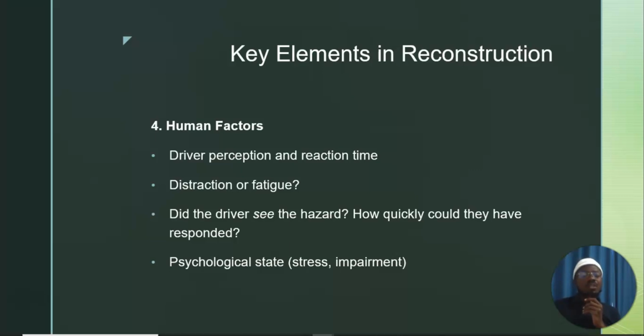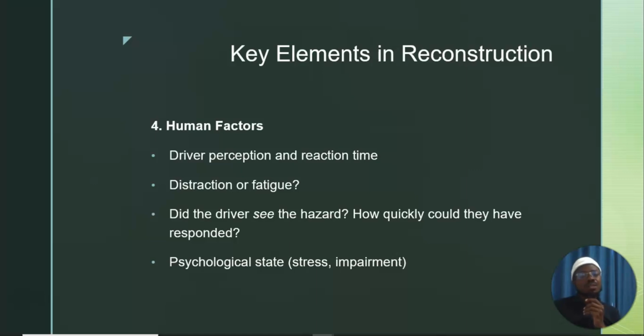And when you don't give enough distance between your vehicle and the one ahead of you, it might lead to a crash, and the reaction time might be too short because of tailgating the vehicle in front of you. So that can also be another human factor, where we have the distractions or the fatigue. You explained that. And also, did the driver see the hazard? How quickly could they respond? So that is also boiling down to the human factors.